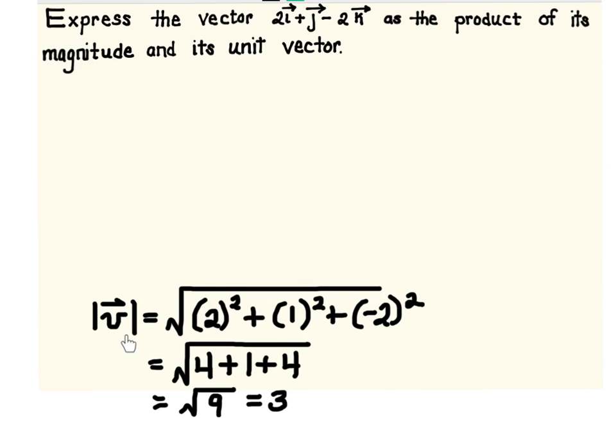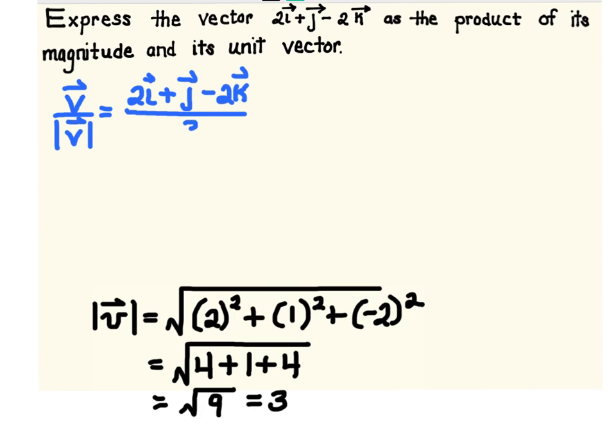So the magnitude of v is equal to 3. Now let's find our unit vector, and our unit vector is vector v divided by the magnitude of v, which we just calculated to be 3. So it's equal to 2i plus j, and there should be arrows over these, minus 2k, that's our v vector, and its magnitude is 3.